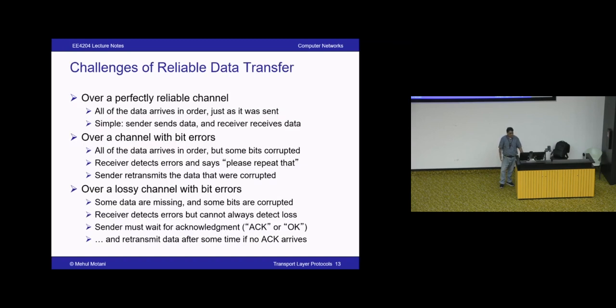Okay, and the point is the channels that we have are just like real life. They can have noise, the packets can be corrupted, the packets can be lost. And this is why we need to have the end-to-end reliability mechanism.